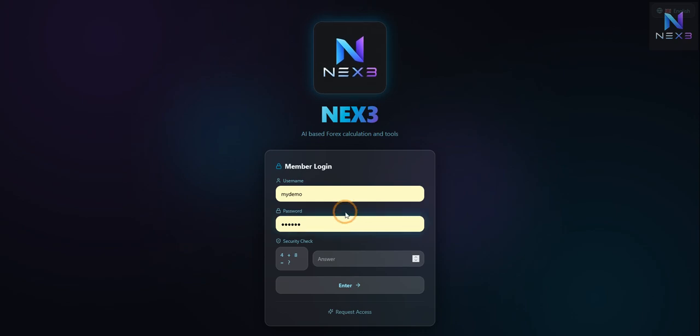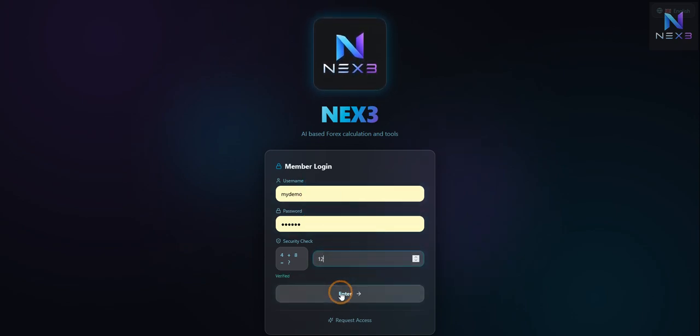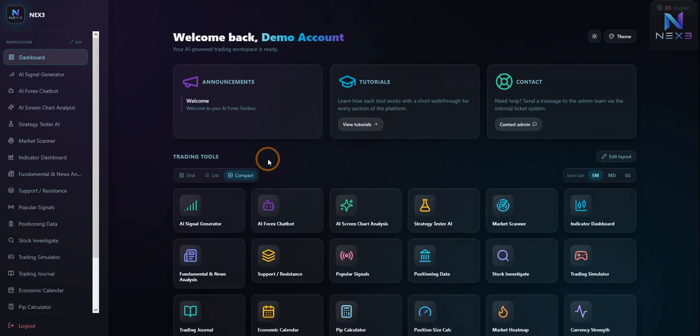NEX3 isn't just a charting tool. It is an end-to-end AI ecosystem designed to act as your personal trading analyst, risk manager, and strategy coach, all packed into one seamless web application. Let's walk through your central command center, the dashboard.